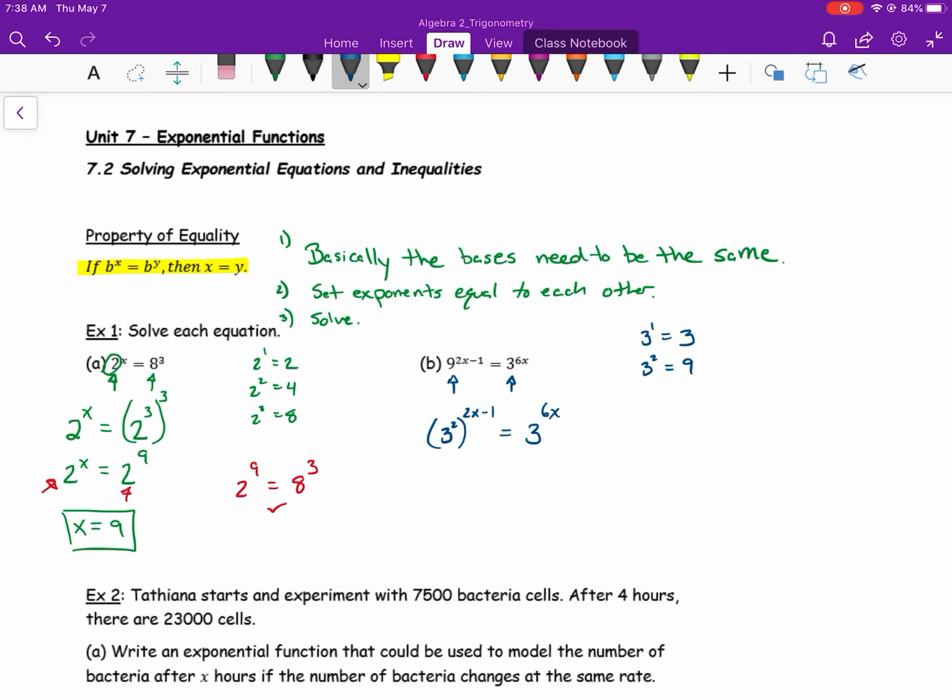So I have to do the power to a power property, so I have to distribute this 2 through. So I'm going to get 3 to the 4x minus 2 is equal to 3 to the 6x. So again, you see that our bases are the same. So I can ignore the base now and just solve the exponents. So I get 4x minus 2 is equal to 6x. So from here, I'll just solve the equation.